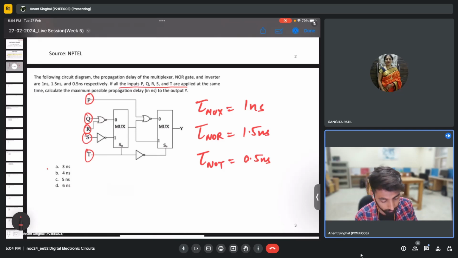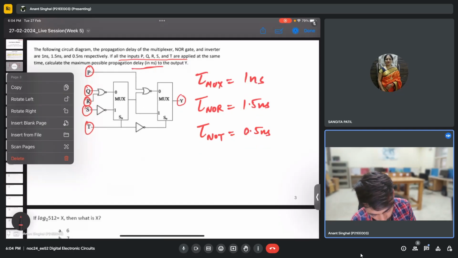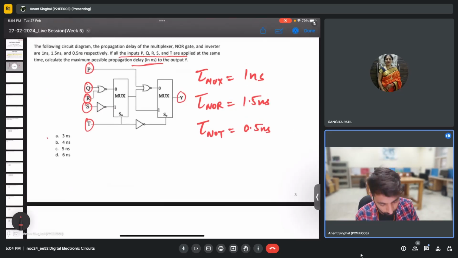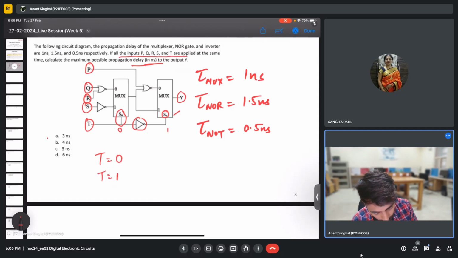So these 5 pulses are applied at the same time. The question asks for the maximum possible propagation delay in nanoseconds to the output Y. As we know, this is a mux, and a mux always depends upon the select line. It will choose a path accordingly. So we can have two combinations here for select line S0, and there is a complement of select line S0 for this mux here. One will be when T is 0, then this select line will be 0 and this will be 1, and the other is T equals 1, then this select line will be 1 and this will be 0.